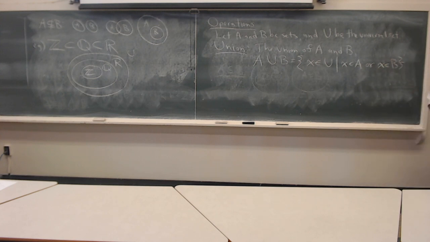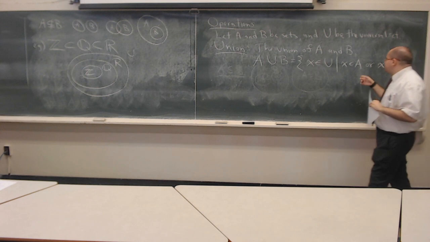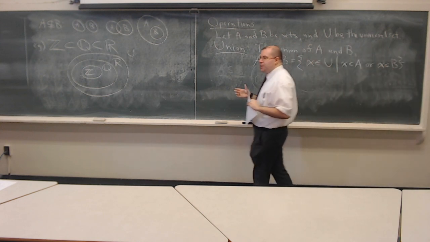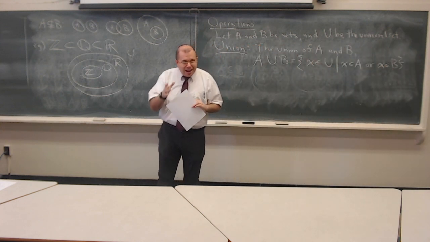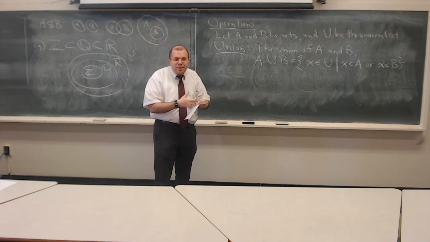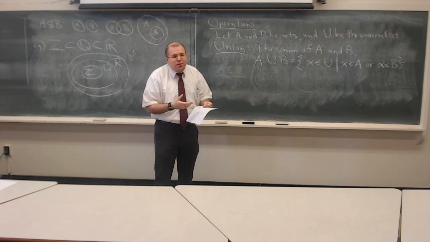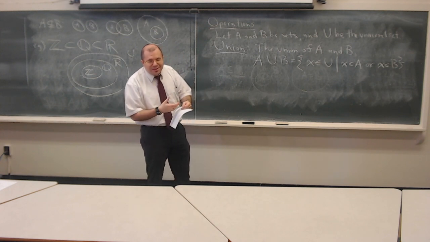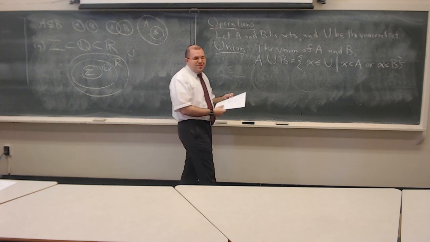So that's going to be the definition. If I give you this, what I'm really saying is, look, you're going to put all the elements that are in A and all the elements that are in B together. If there are common elements, just ignore them. Just throw them all together, remove any duplicates, etc.